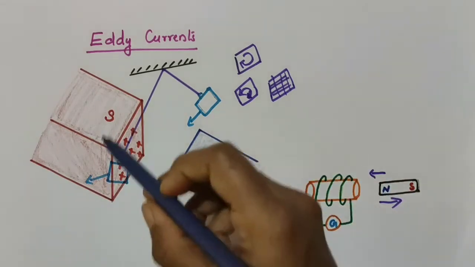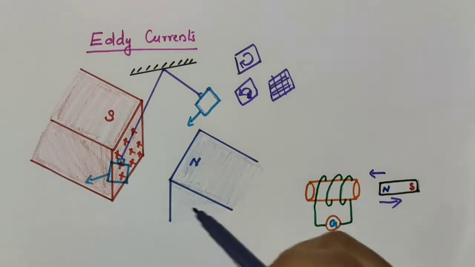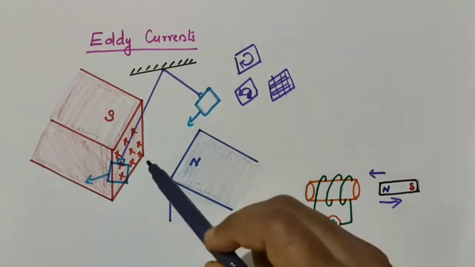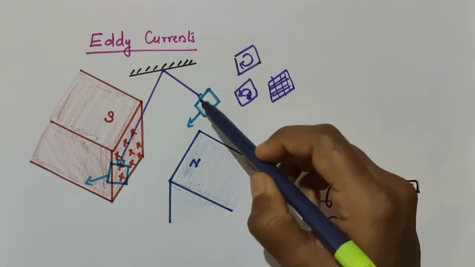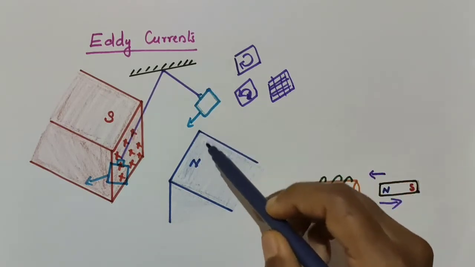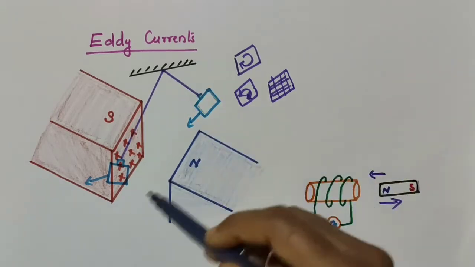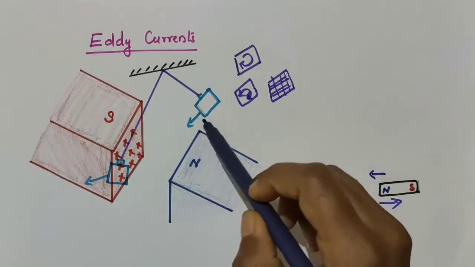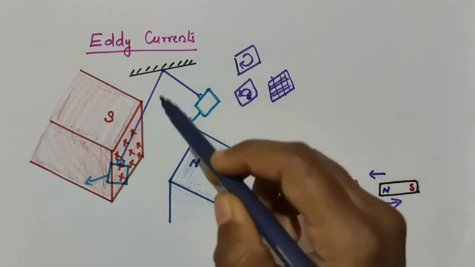Now, consider the apparatus shown here in this figure. Here you can see the north pole and south pole of magnets. That is, an external magnetic field is provided here. And here we have a copper plate. Just imagine this blue one as a copper plate. It is allowed to swing like a simple pendulum between the poles of strong magnets. That is, this copper plate can swing forward and backward.